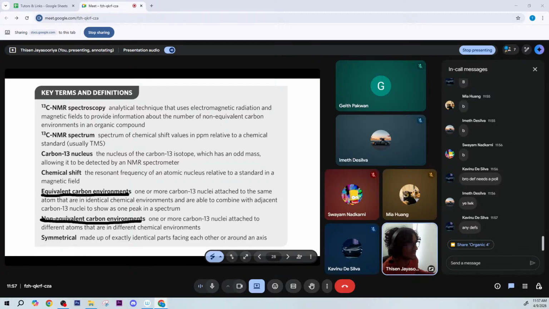What does NMR stand for again? You don't need to know this. I'm just trying to remember. Nuclear magnetic resonance. There you go. It stands for nuclear magnetic resonance.